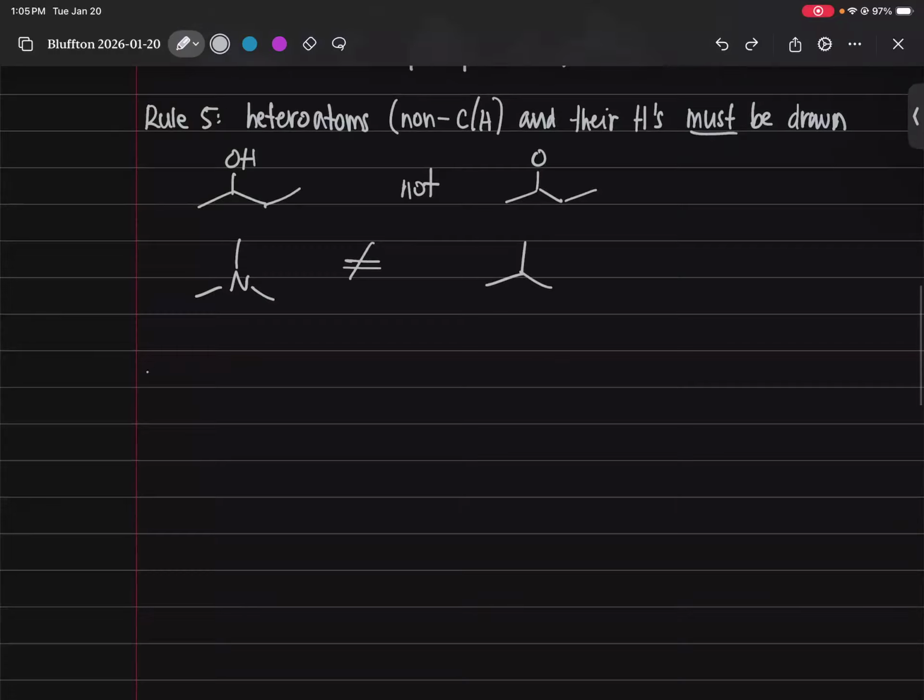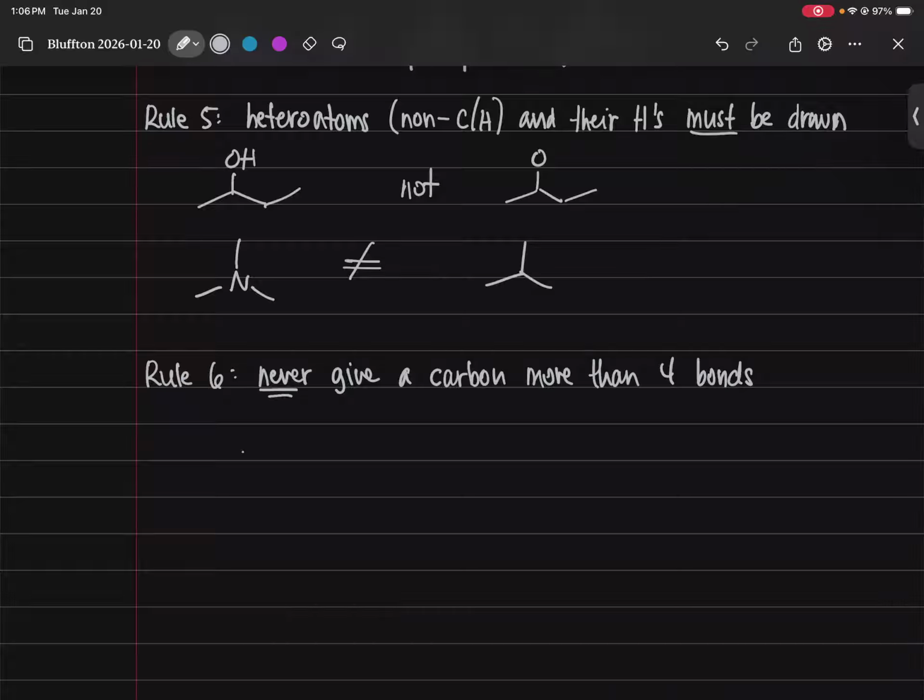Rule 6. This is the one that probably will send some of you to organic chemistry jail, and that is: never, ever, ever in a million years give a carbon more than 4 bonds. Sounds easy, but it's also an easy mistake to make.